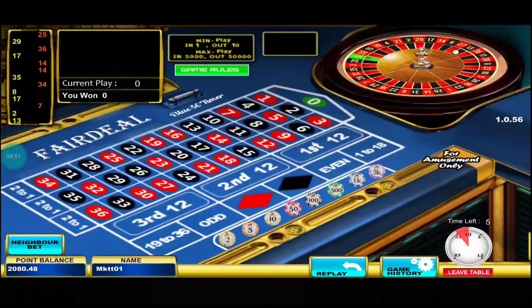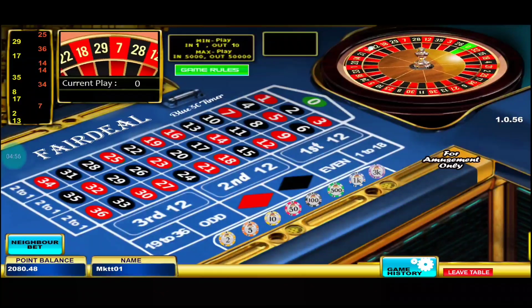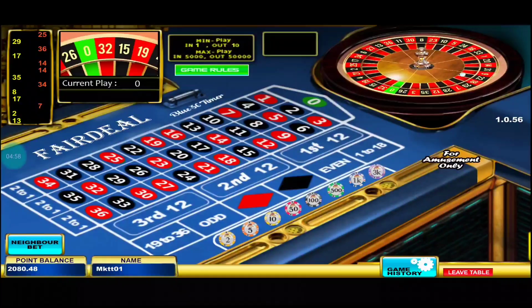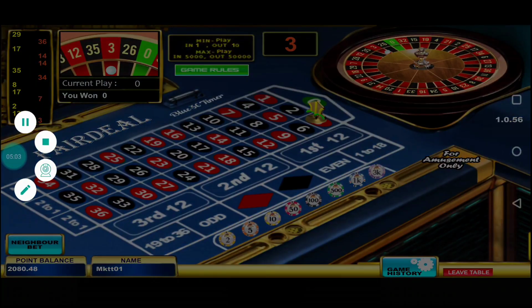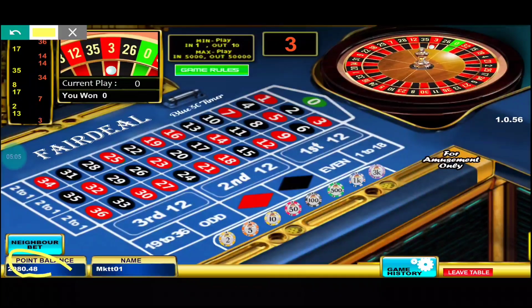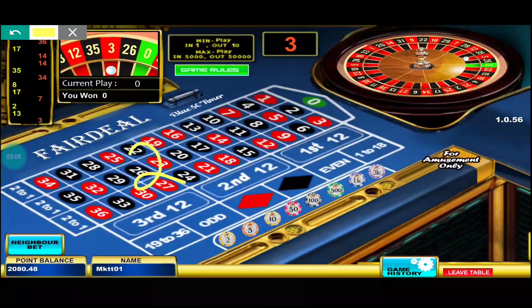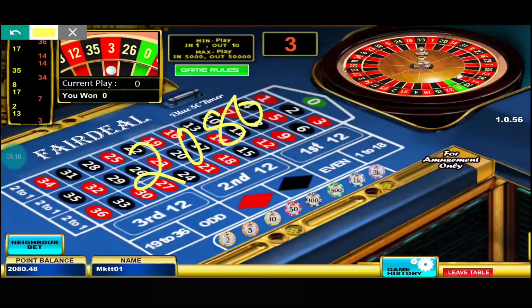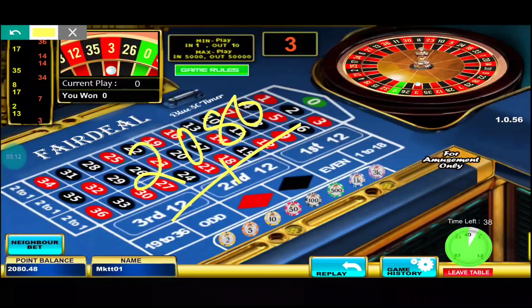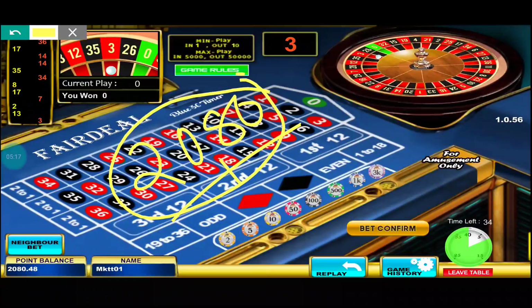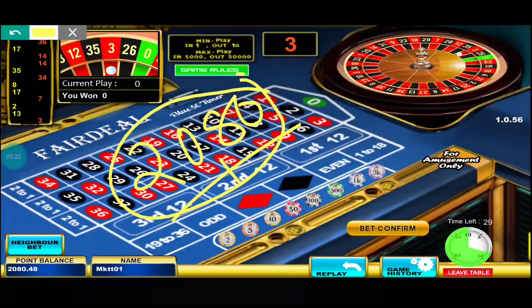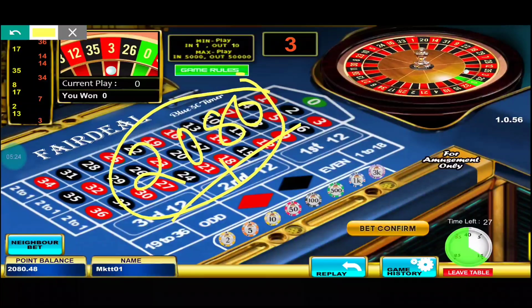And a more important thing over here is the profit target. So what should be your target? Your target should be to make something more than your bankroll. As you can see here, my bankroll is $2080. My target is to make something more than this $2080. So let's try a few spins over here and see whether this strategy is actually working or not.